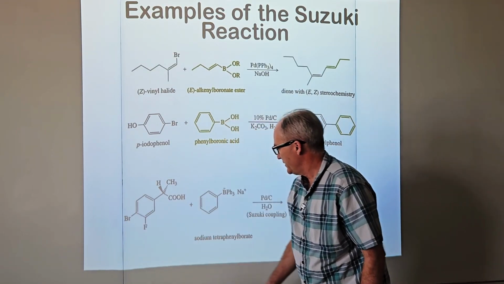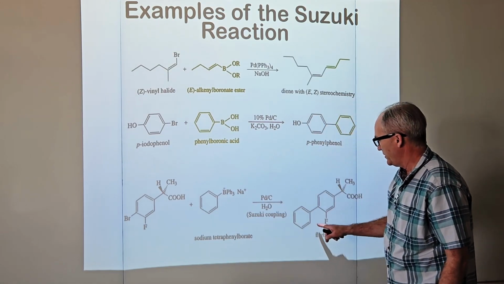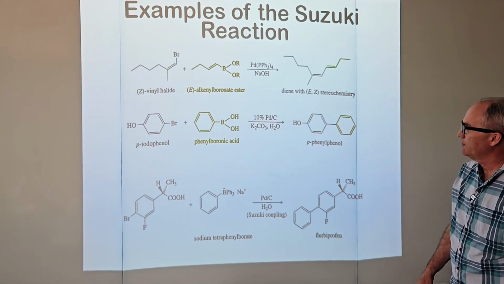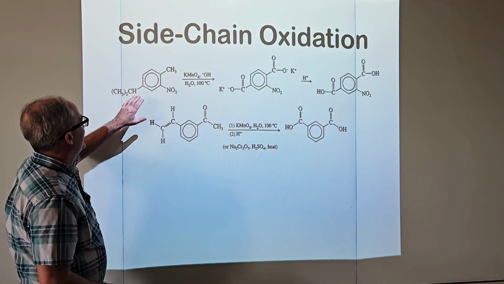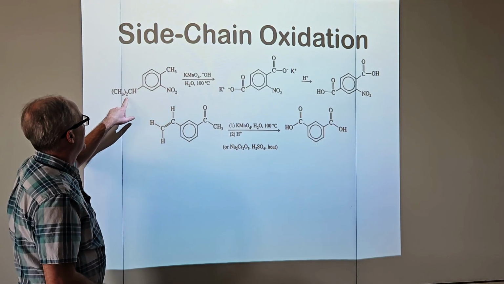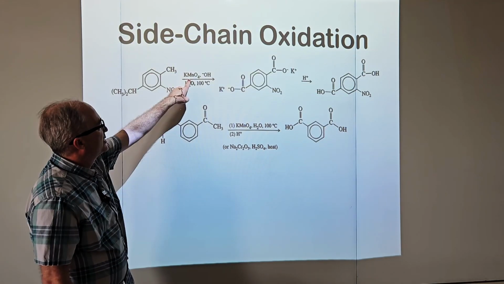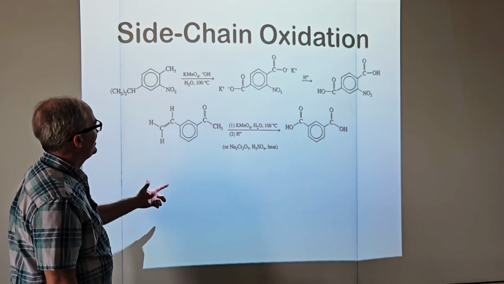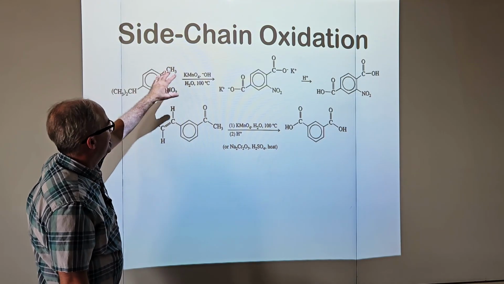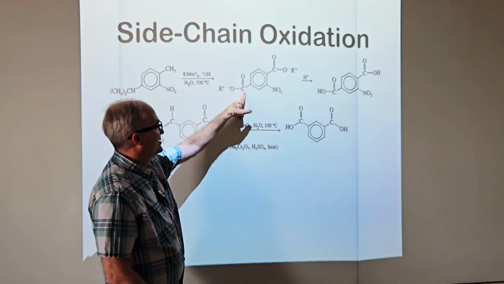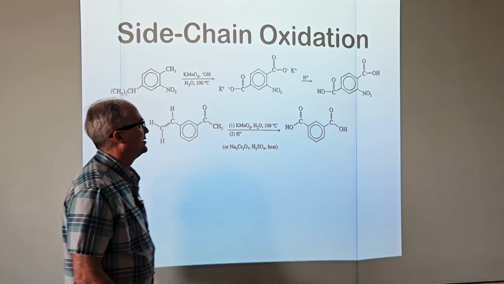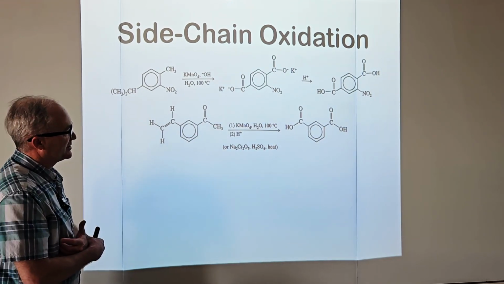So we're going to cleave that and hook it up there. So there's the Suzuki coupling. So side chain oxidation. Here's a benzene, and we got a methyl group, an isopropyl group. Here's our potassium permanganate, and we see that the alkyl chains in both positions get oxidized away till there's nothing left but one carbon. Think about benzoic acid.